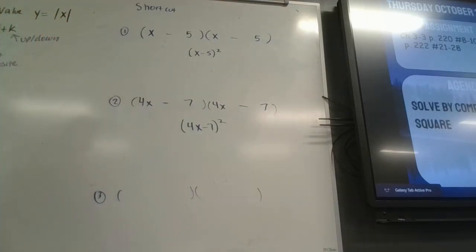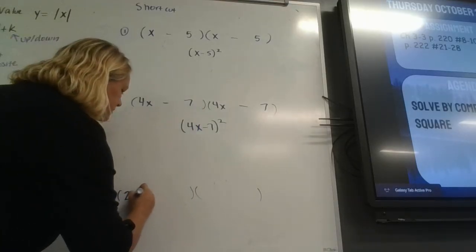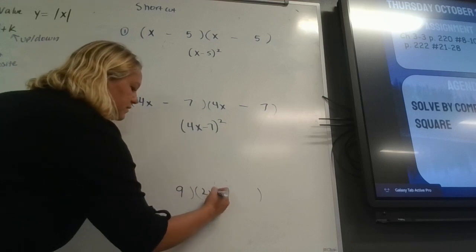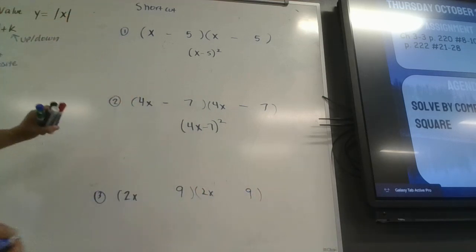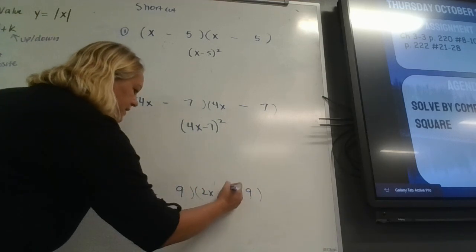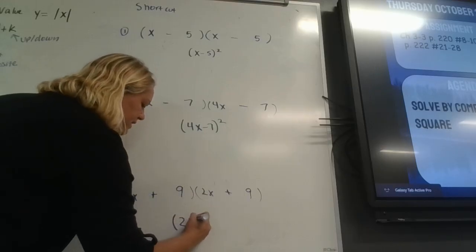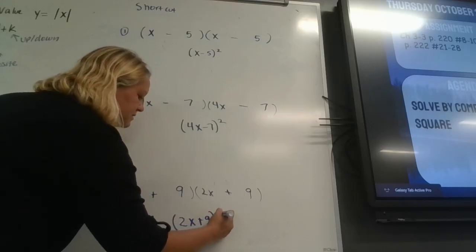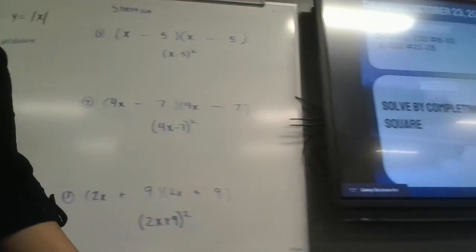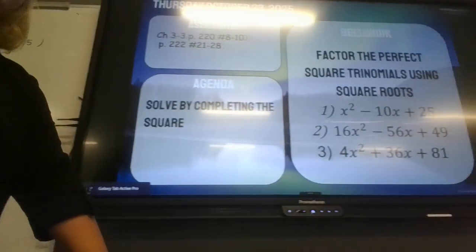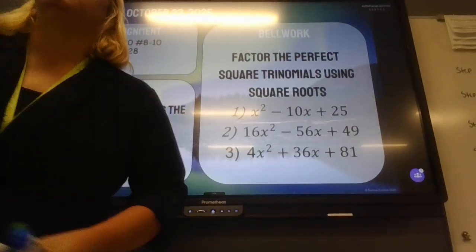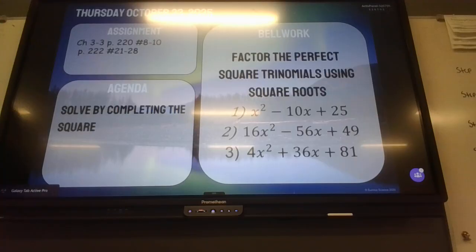And then in number 3, the square root of 4 is 2, and the square root of 81 is 9. And everything's positive, so those are both addition signs. And it's 2x plus 9 squared. So, super shortcut, super quick if you remember to do the square rooting method of factoring. And these three are all set up so that it works.